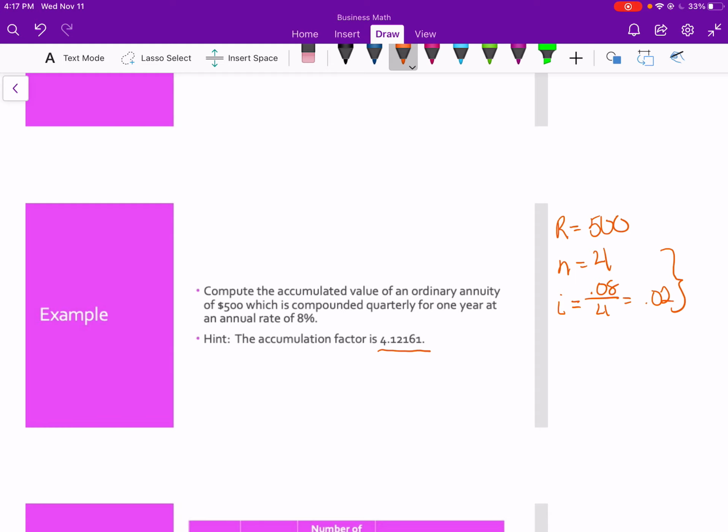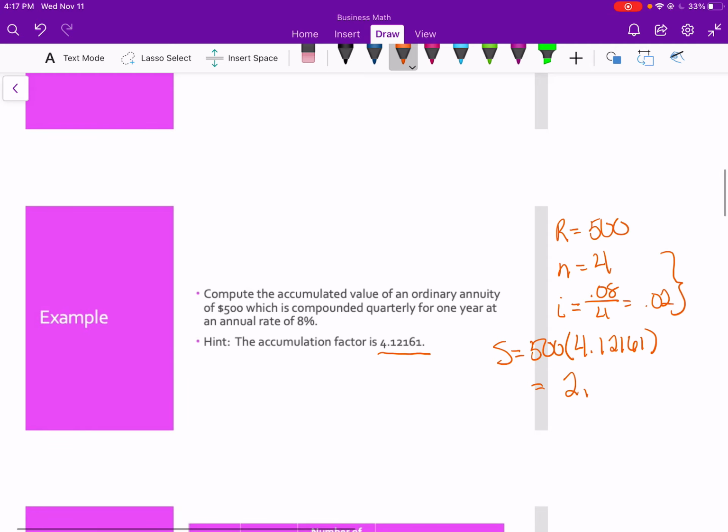If we look at our table, we can use these two numbers to get our accumulation factor of 4.12161. So to find our accumulated value, S equals 500 times 4.12161, which is $2,060.80.